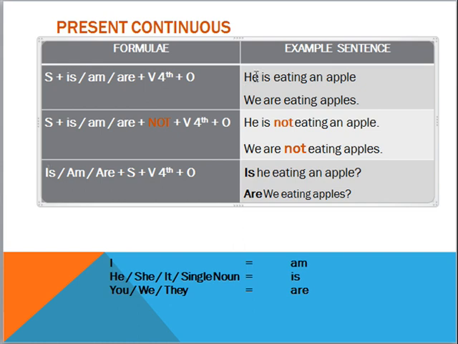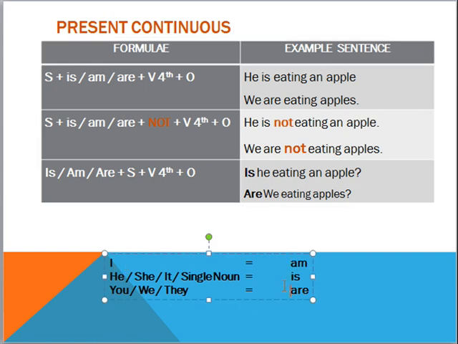And the example sentences are: he is eating an apple or we are eating an apple. We are eating apples, of course, not the apple, because we are more than one. Negative: he is not eating an apple or we are not eating apples. And then interrogative: is he eating an apple or are we eating an apple? Are we eating apples? So that is present continuous.